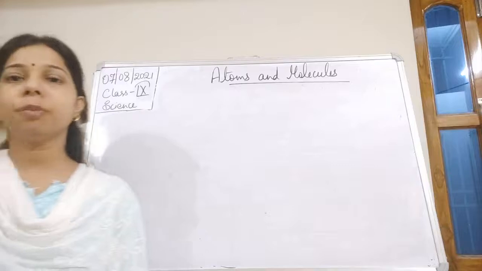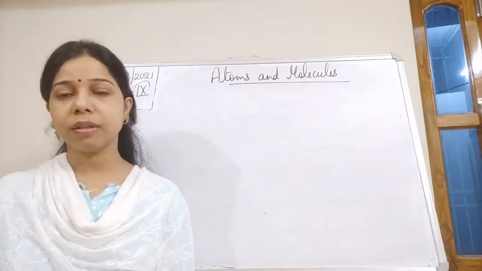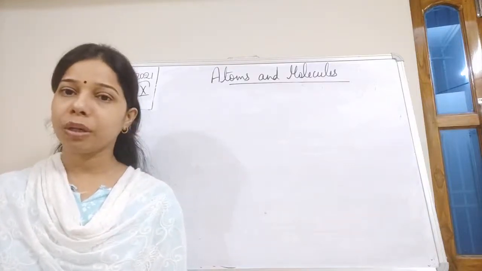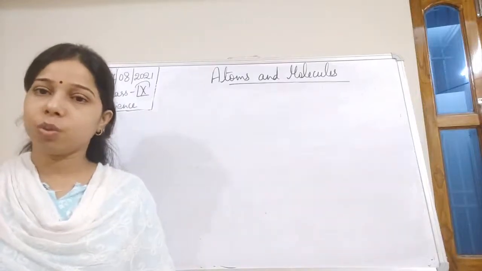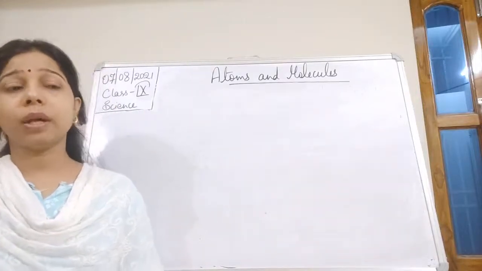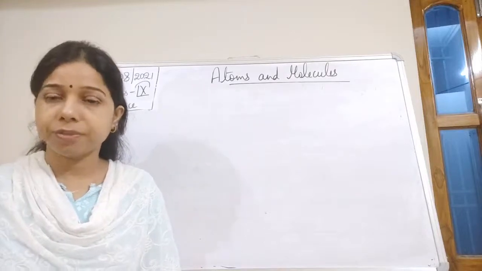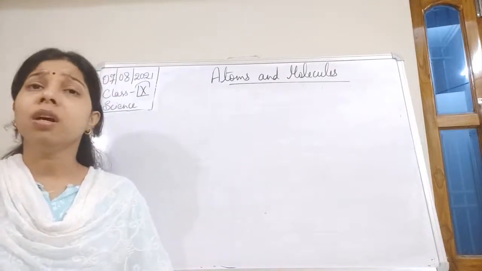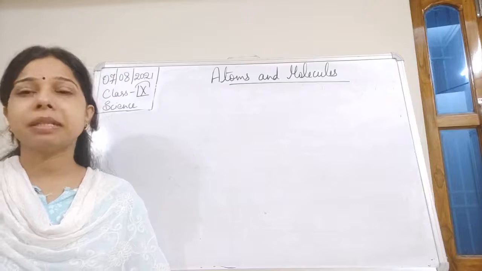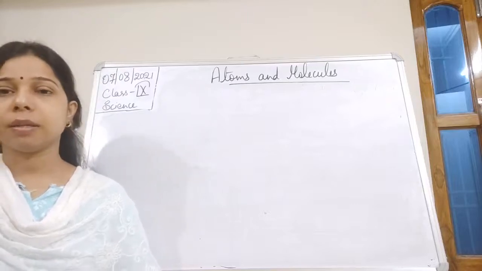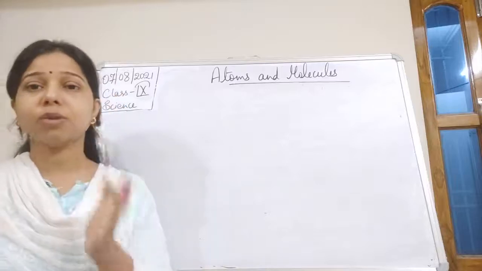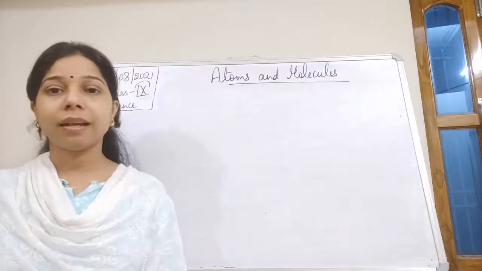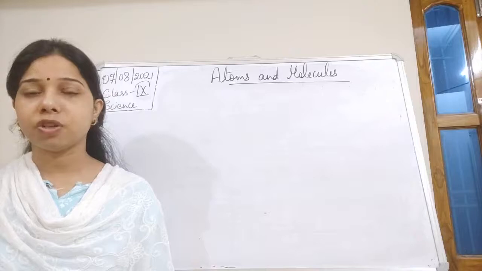So student, in the previous class in this chapter, that is atoms and molecules, we have started with this chapter and we have understood what the law of chemical combination is. Actually, the law of chemical combination states that two substances combine together to form the product, or two reactants react together to form the product. That is the law of chemical combination.